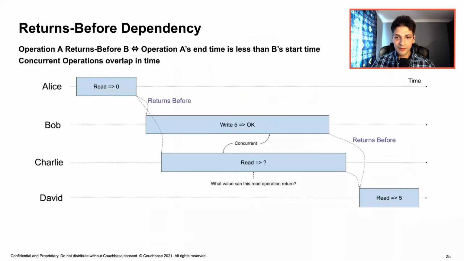Furthermore, some operations precede others in time. There's a returns before dependency between operations that starts after another operation ends. Operations that overlap are not ordered by this dependency and are concurrent in this context. In this example, Bob's write 5 and Charlie's read ? are concurrent because neither operation returns before the start of the other operation. So what can we expect the read operation issued by Charlie to read?